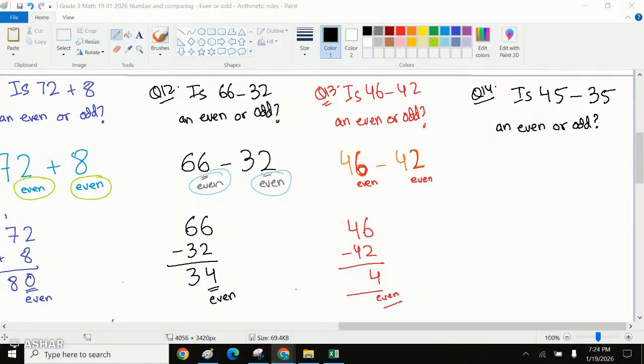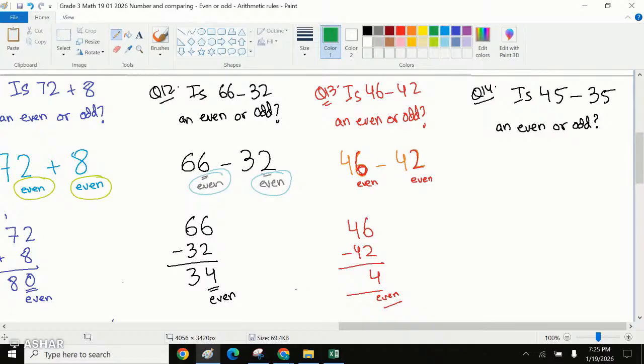No, May. Question number 14 says 45 minus 35. Please check whether it's even or odd. It's not odd. How can it be odd, Nate? 45 minus 35 is not 15. Okay, let's do it together.